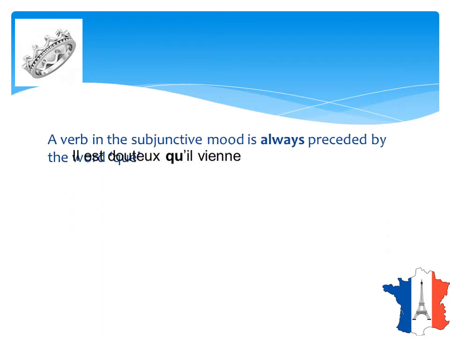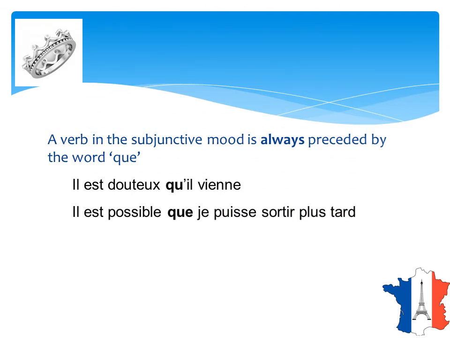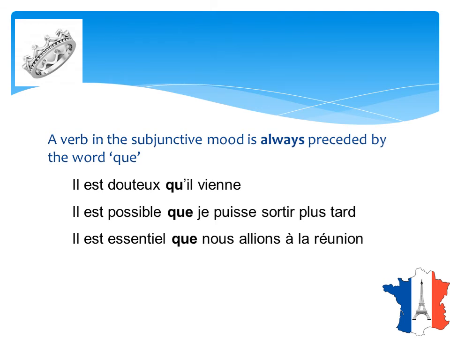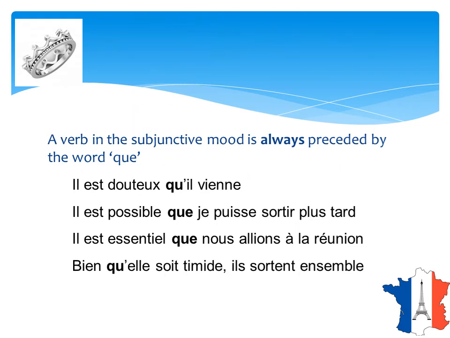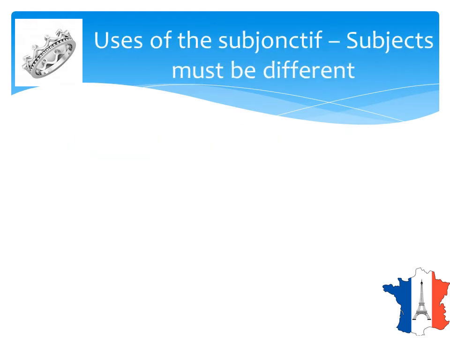So a verb in subjunctive mode is always preceded by que, as I told you. Here are some examples. Il est douteux qu'il vienne. Il est possible que je puisse sortir plus tard. Il est essentiel que nous allions à la réunion, bien qu'elle soit timide. Ils se ressemblent. So usage of subjunctive, very, very important.